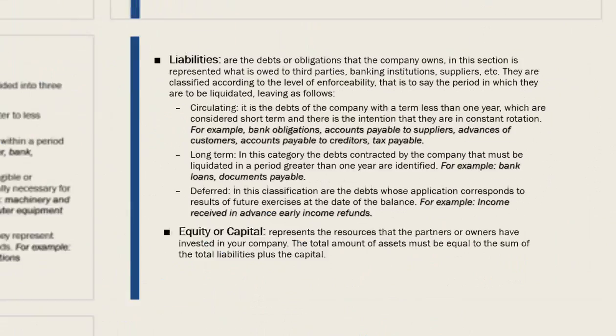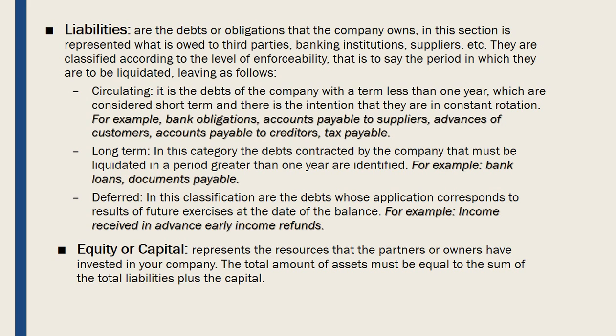The next is liabilities. Are the debts or obligations that the company owes. This section represents what is owed to third parties. They are classified according to the level of enforceability, that is to say the period in which they are to be liquidated, as follows. Circulating: the debts of the company with a term less than 1 year. For example, bank obligations, accounts payable to suppliers, etc.